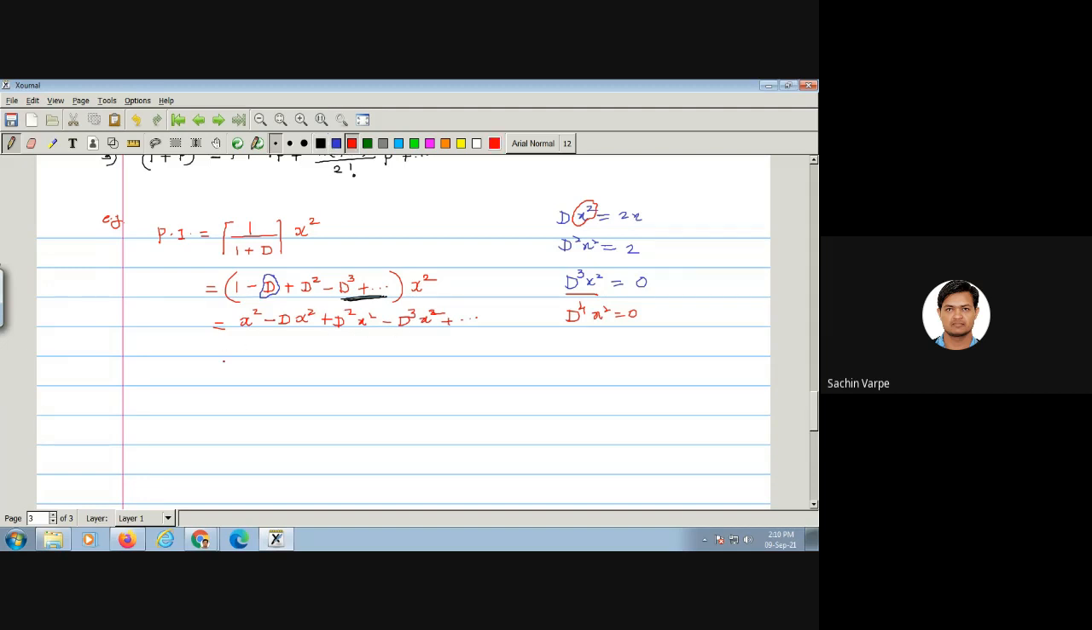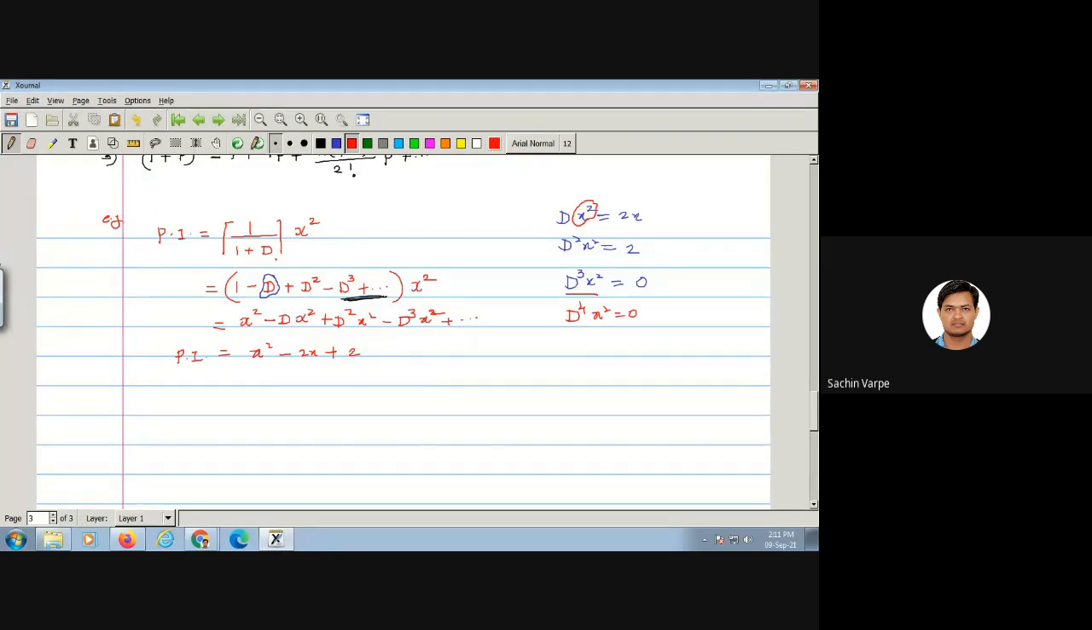So that will be x square minus 2x plus 2, and that's it. Am I right? Sorry, this is just 2, and that is your final particular integral. Is this point clear? This is just an example of how we operate that operator onto a polynomial function. Please ask if any doubt.